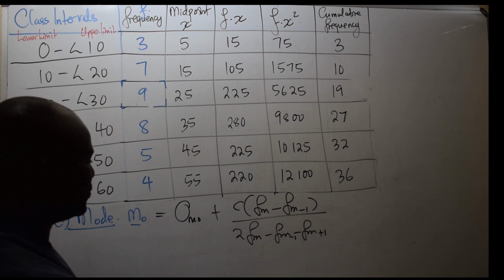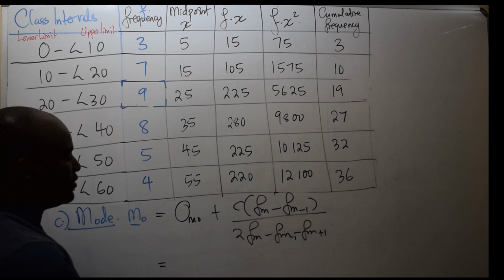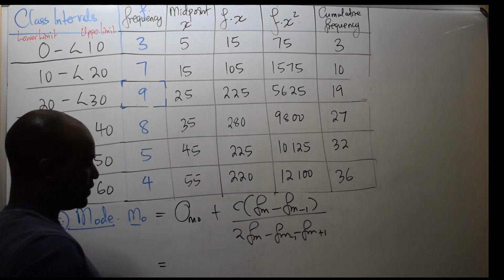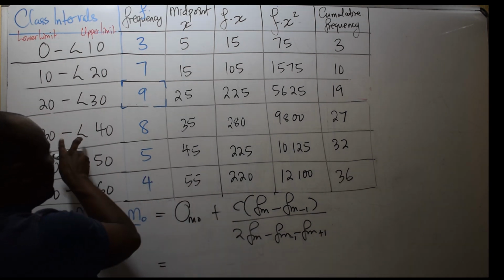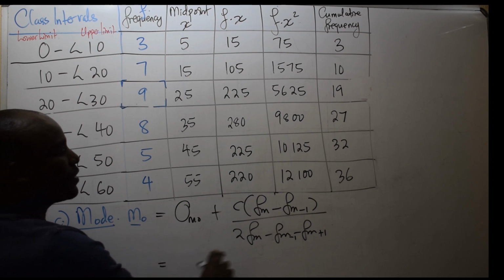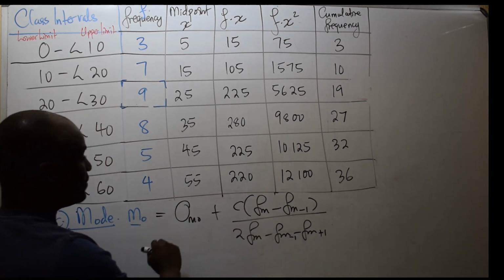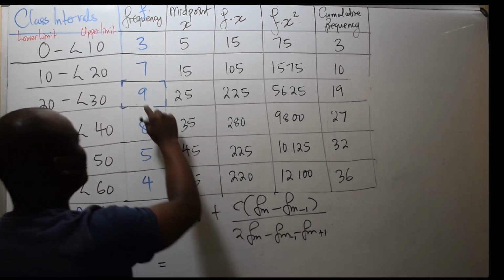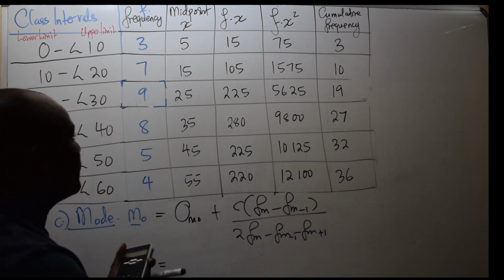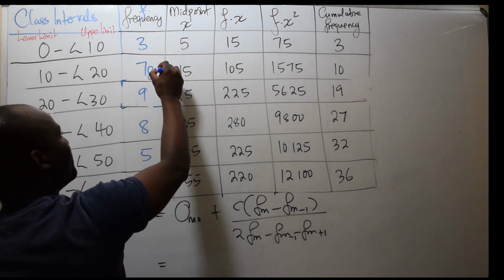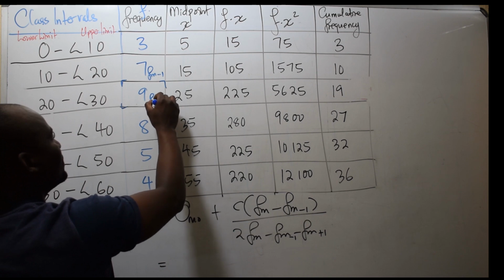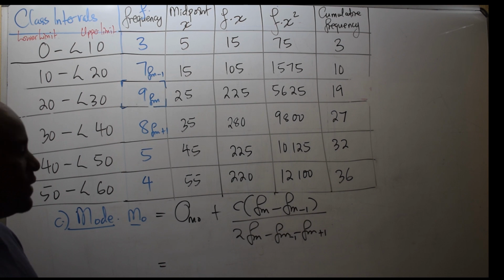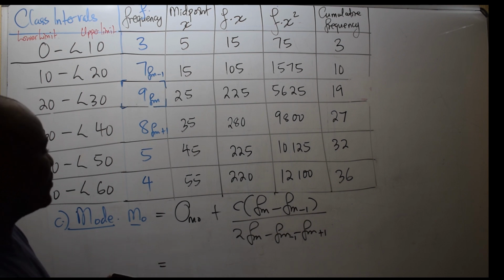What we need to do is substitute. Before we substitute, let's know this is the lower limit of the modal interval. This is the class width, the gap between any of them. And this is the frequency of the modal interval, the frequency which we found to be 9. And then this is the frequency of the class before. So let me just label these things. This is FM-1, this is FM, and this is FM+1. So we know where they lie, so we can do our substitution.